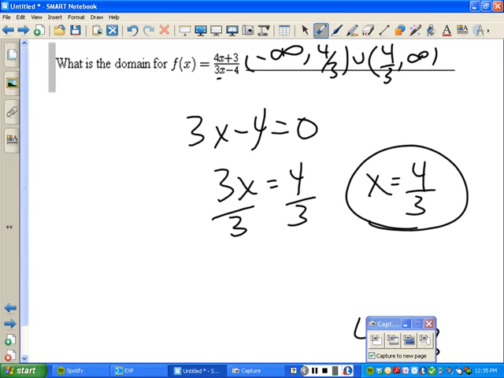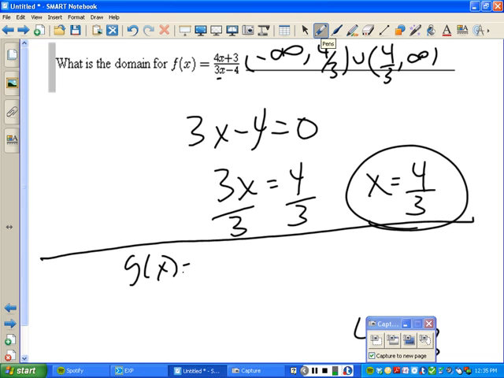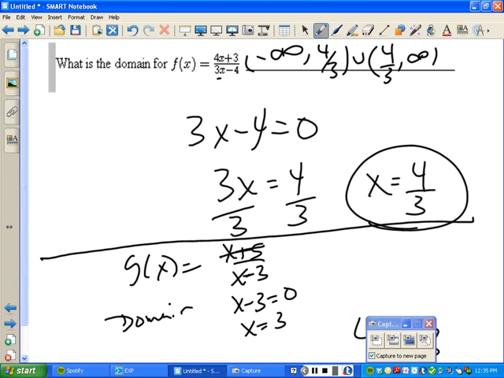Say it again, please. There's a request to do one more as an example. I'll just do it right underneath here. We'll say g of x equals x plus 5 over x minus 3. If I'm going to find the domain for that, ignore the top piece because you don't need to worry about the top piece. And you're going to get x minus 3 equals 0. x equals 3. So that's negative infinity to 3, union 3 to infinity.